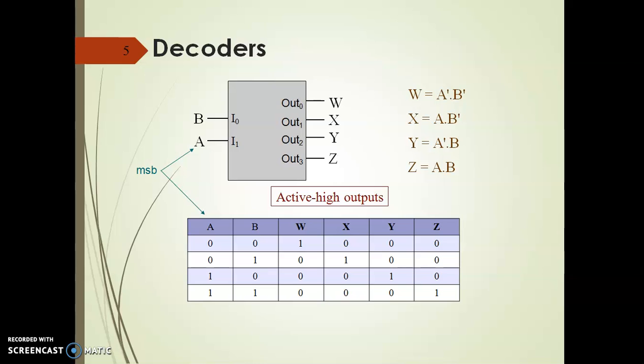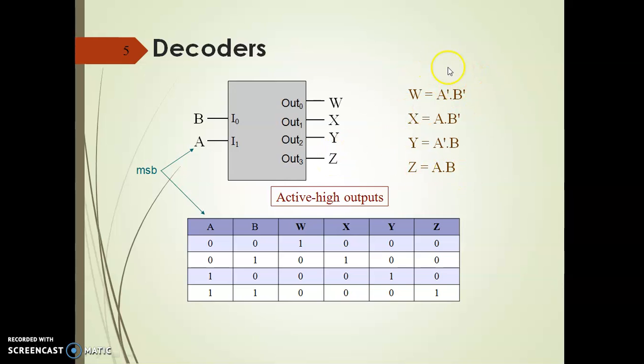So suppose the input A and B is 0 0, then it will always consider output line 0, and that active line will be W. Then suppose A and B is 0 1, then X will be the active output line. If A and B is 1 0, then the Y output line will be considered, and for 1 1, the Z output line will be considered.